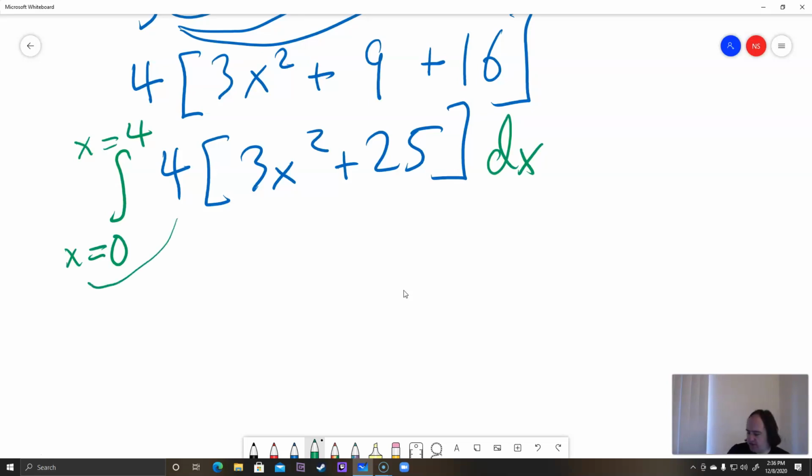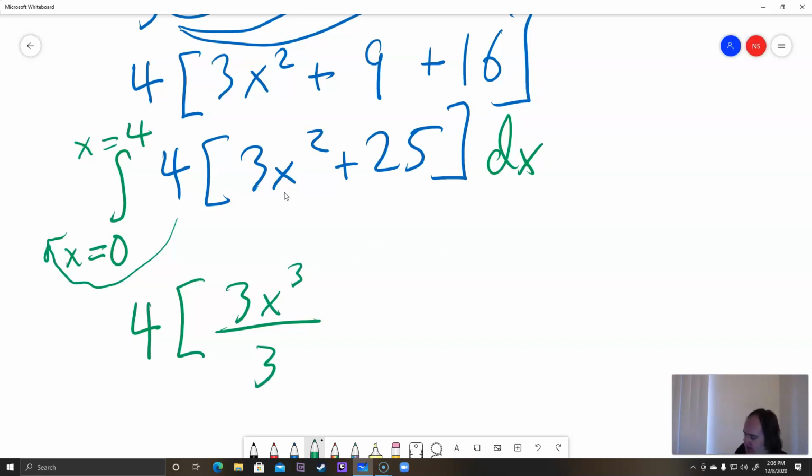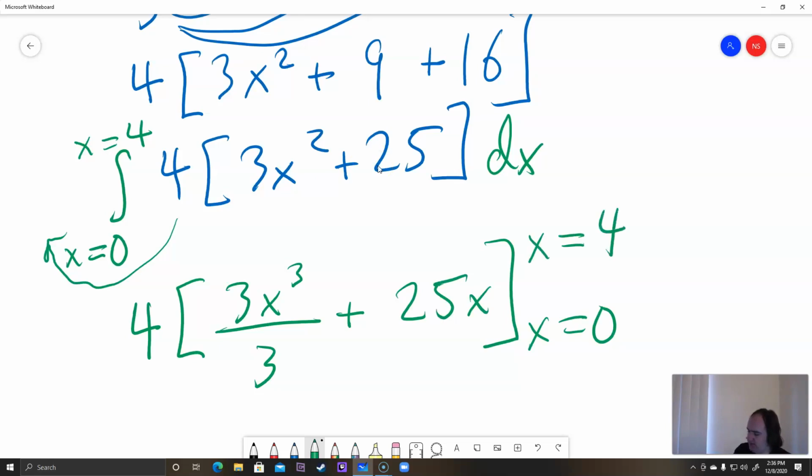Okay, and obviously you can bring the 4 out front because it's a constant. And then using the power rule, we're going to have a 4 out front, and then for the x squared, we add 1 to the exponent, and then we divide by the new exponent. So it's actually going to give us 3x cubed divided by 3. And then the integral of 25 is going to be 25x. And we're evaluating this from x equals 0 to x equals 4. Okay, so we plug in the top number first, and then we subtract the whole function evaluated at the bottom number.